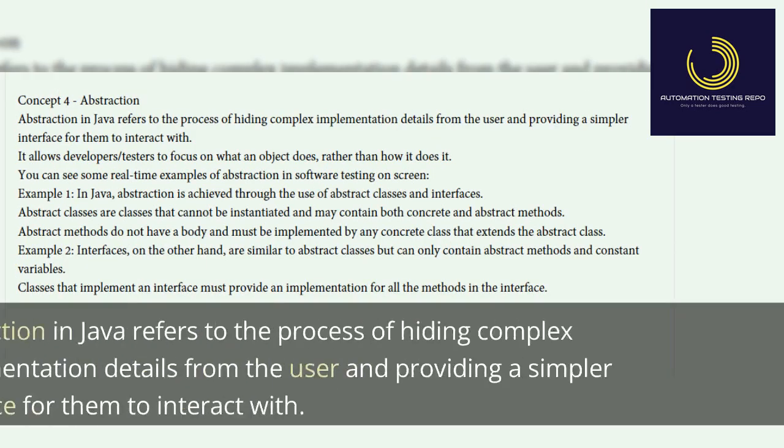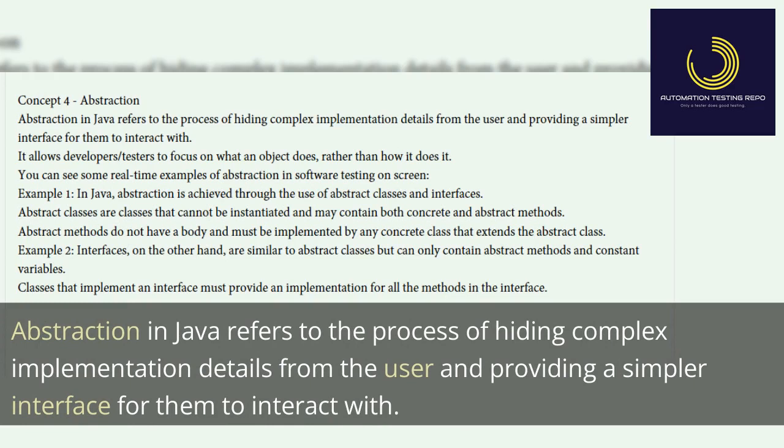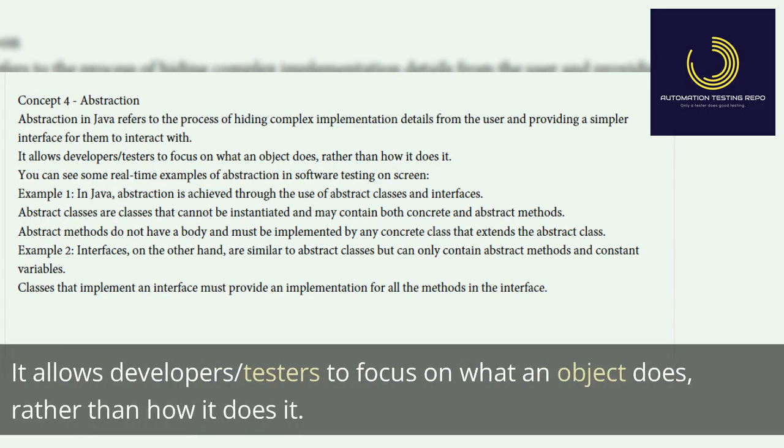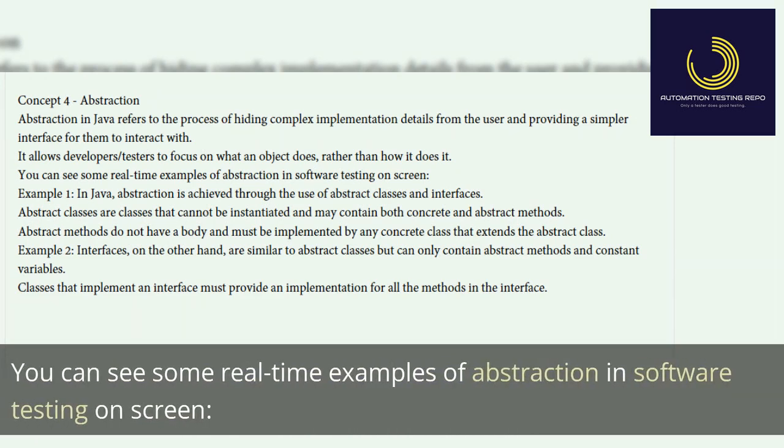Concept 4. Abstraction. Abstraction in Java refers to the process of hiding complex implementation details from the user and providing a simpler interface for them to interact with. It allows developers and testers to focus on what an object does, rather than how it does it. You can see some real-time examples of abstraction in software testing on screen.